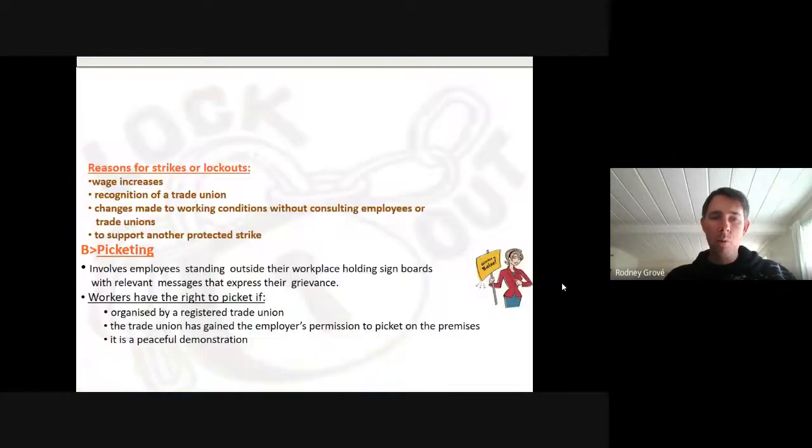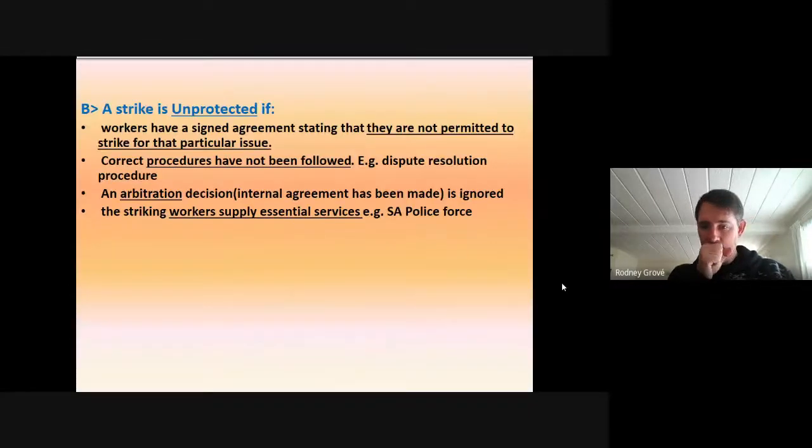Now, why is that important? Because, before I actually go there, with an unprotected strike, you can be dismissed. If you go on strike that is unprotected, apart from not being paid, so if the strike is protected, you don't get your salary. If the strike is unprotected, you don't get your salary, but you can be dismissed. That's the big difference between protected versus unprotected. Your employer can dismiss you.